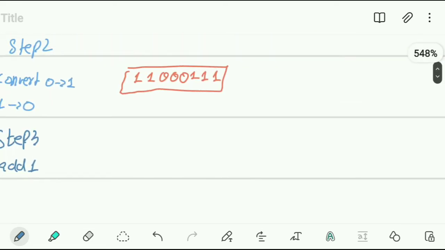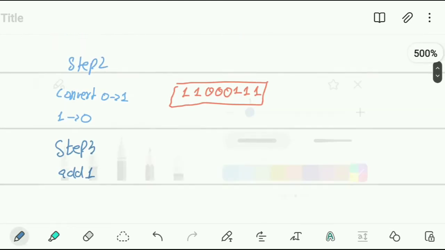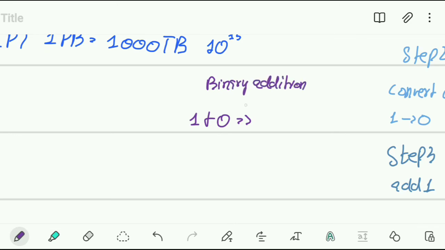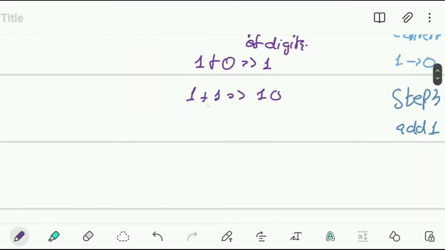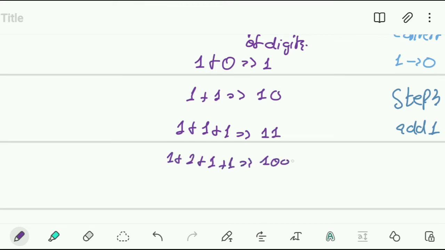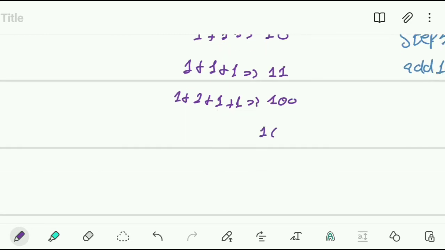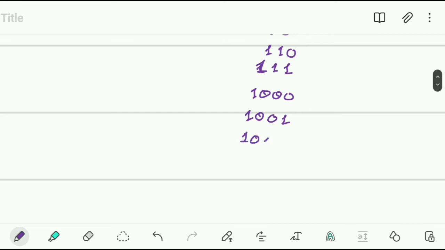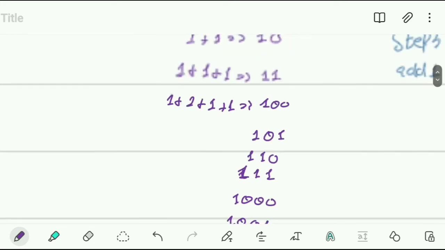When it comes to binary addition, I didn't tell you yet, so let me tell you now. Whenever we add binary numbers, 1 plus 0 is 1, 1 plus 1 is 10, 1 plus 1 plus 1 is 11, and 1 plus 1 plus 1 plus 1 is 100. Adding 5 times gives 101, then 110, 111, 1000, and it keeps on going like this every time we add 1.